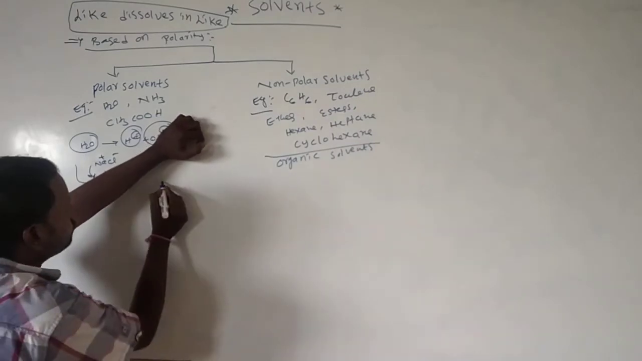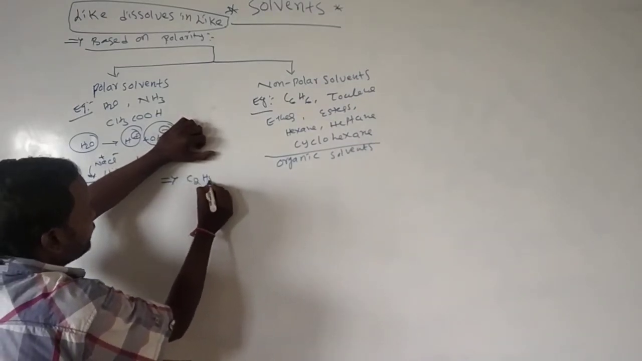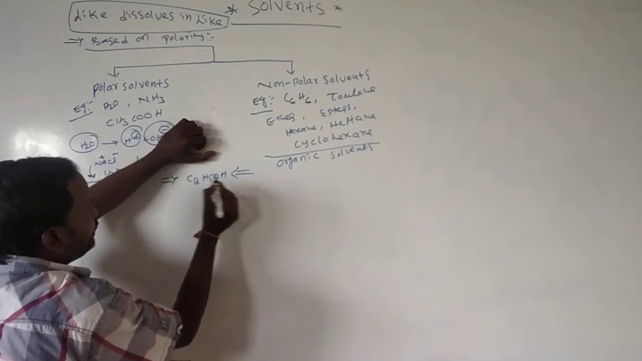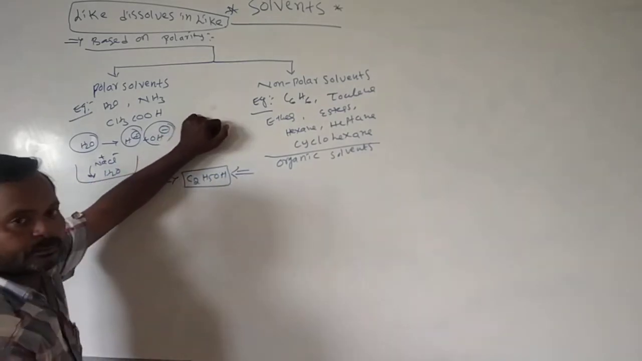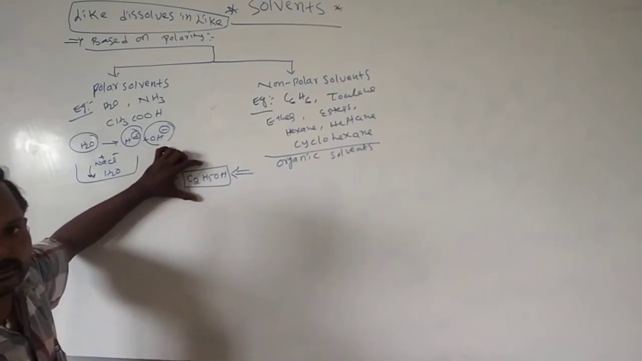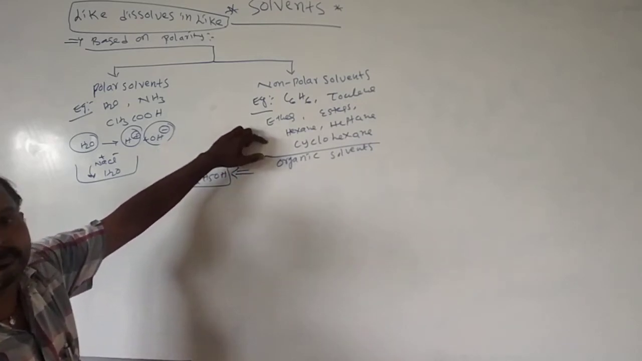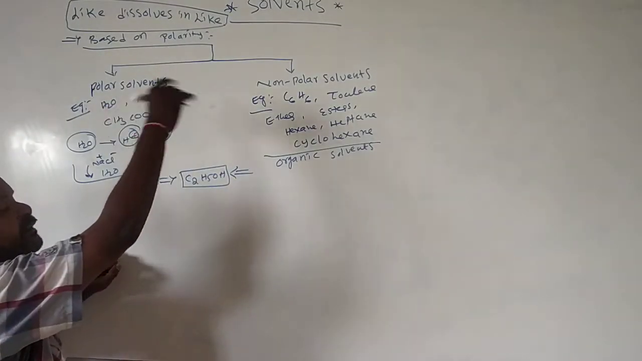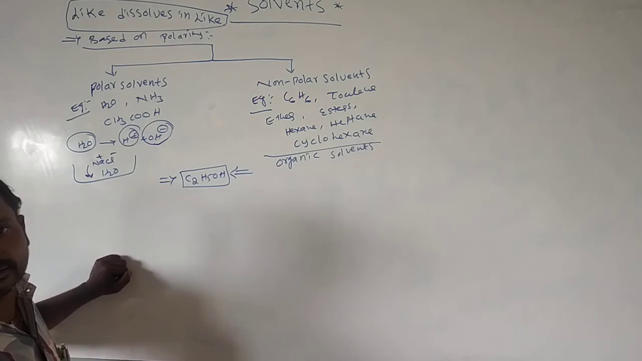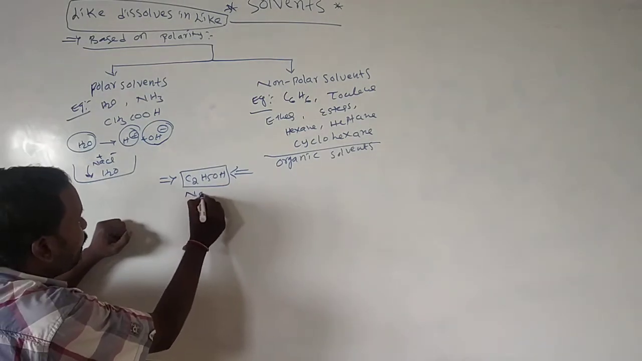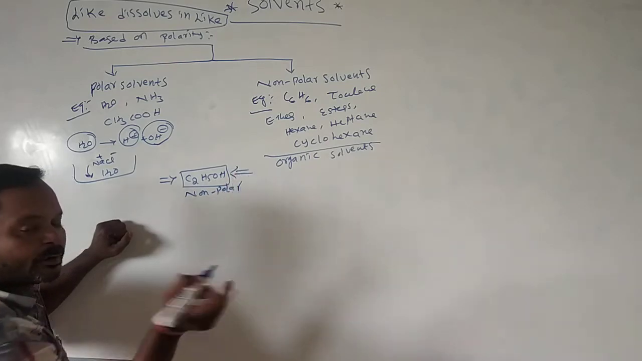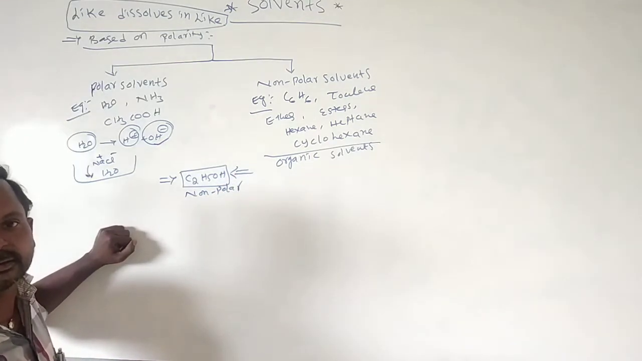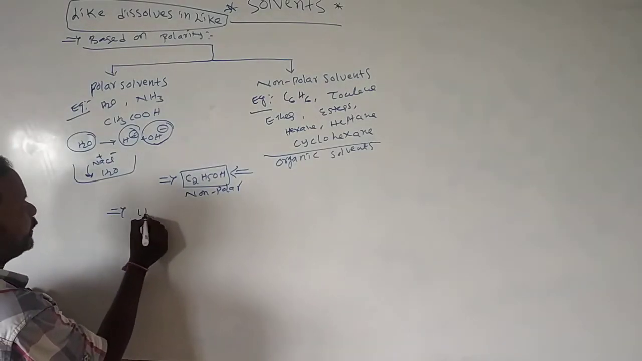Here one simple example is ethyl alcohol. Actually, ethyl alcohol is an organic molecule. It is non-polar. It is soluble in benzene. It is also soluble in water. What is the principle here? Polar dissolves polar, non-polar dissolves non-polar. But ethyl alcohol is non-polar, yet soluble in water. What is the reason? This is due to hydrogen bonding.